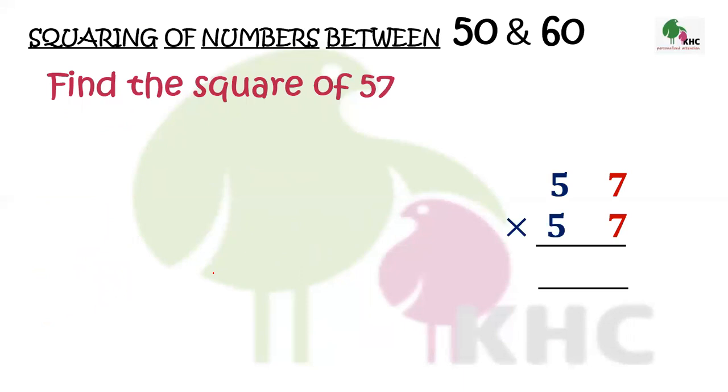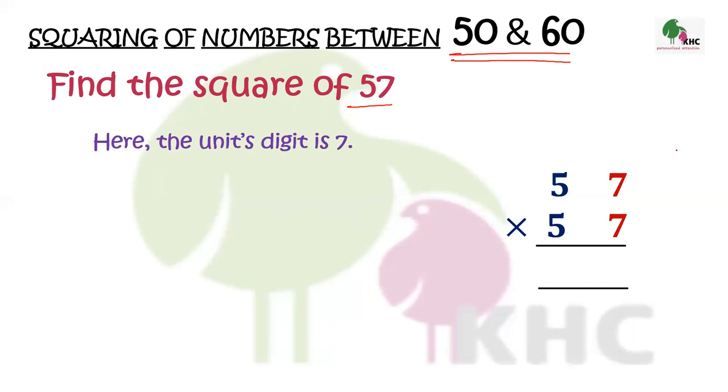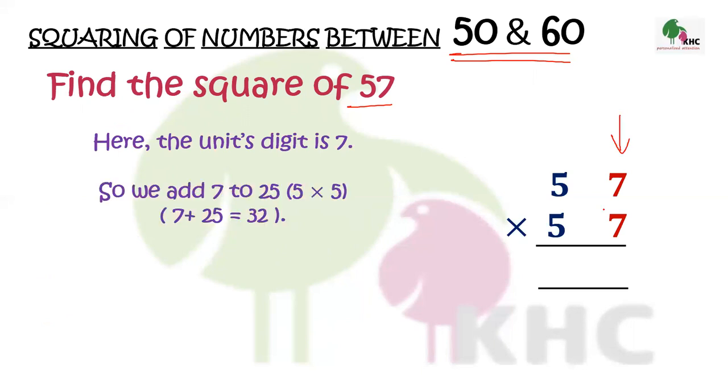Now, the next technique, squaring of numbers between 50 and 60. Between 50 and 60 come many numbers, that is from 51 to 59, right? Now there is a shortcut technique for squaring such numbers which start with 5. To find the square of 57, first of all, we focus on the units digit because the tens digit is always going to be 5, right? So here the units digit is 7.